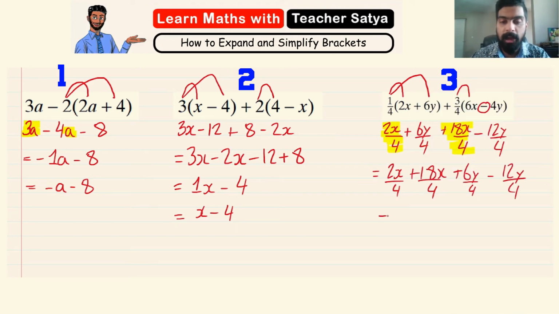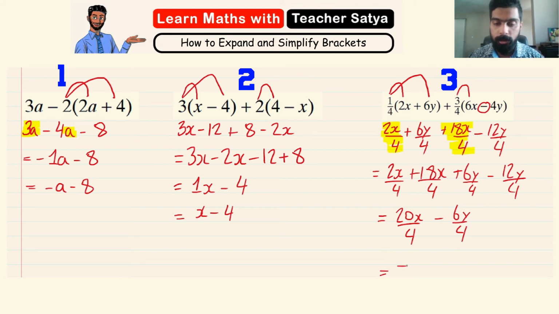Now we can add up the like terms. Let's add up our x's. 2x plus 18x is going to give us 20x over 4. Of course, we can only add if the denominators are the same. If they are not the same, we have to find the LCM and make the denominators equal. In here we see that the denominators are the same, so we can go ahead and add or subtract them. 6y minus 12y is going to give us -6y over 4.